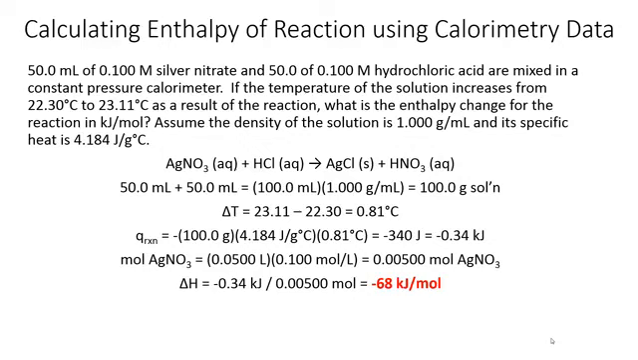To calculate delta H, we now need to take negative 0.34 kilojoules divided by 0.00500 moles. When you do that, you get an answer of negative 68 kilojoules per mole. Here's what that means. For every mole of reaction that occurs, 68 kilojoules of energy is released. You can perform similar calculations using a calorimeter with different reactions. You'll see several examples of this in Chapter 6 in your textbook.